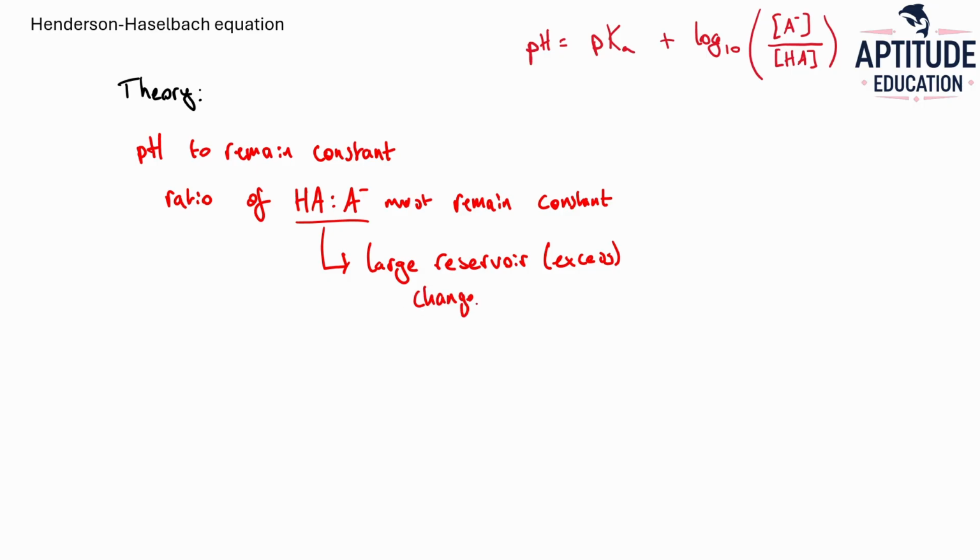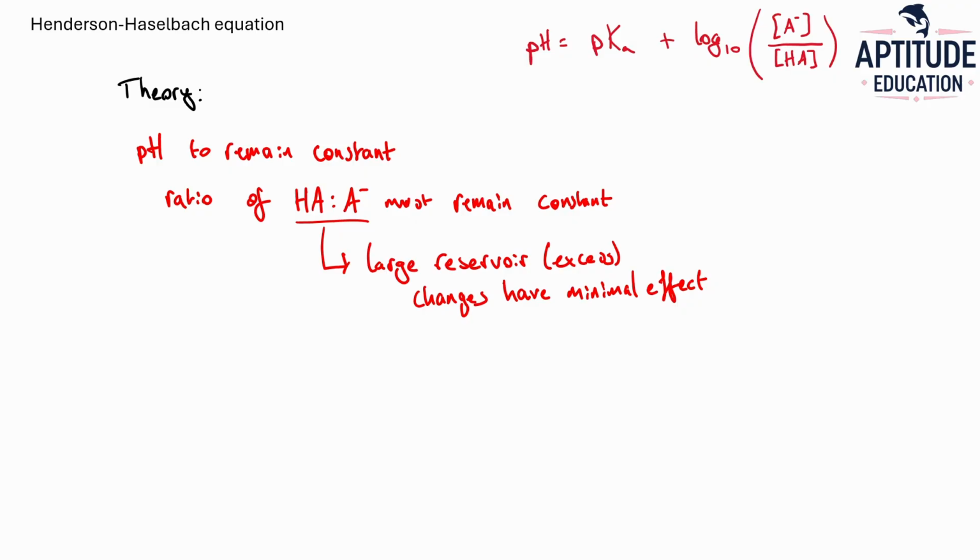So changes to the concentration of weak acid and conjugate base have minimal effect on the overall concentration of the two. And so that is why that ratio will stay relatively constant throughout, and hence why our buffer will resist changes to pH. Finally, the Henderson-Hasselbalch equation is only an approximation.